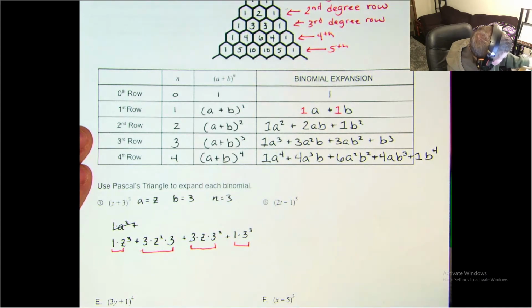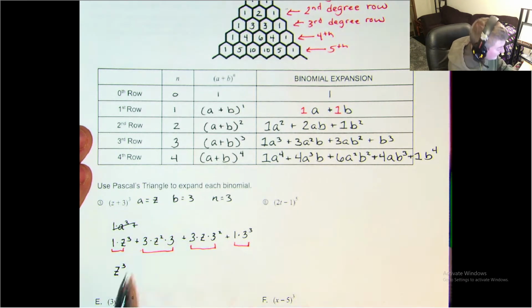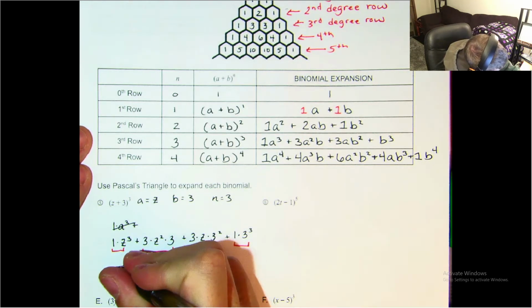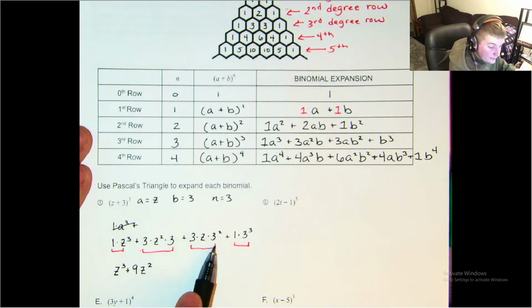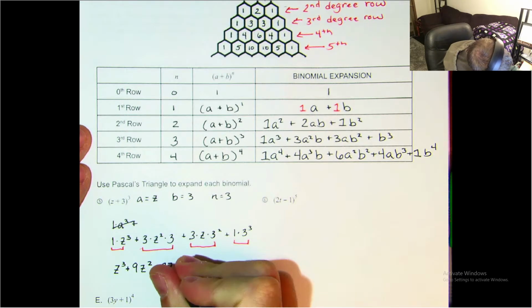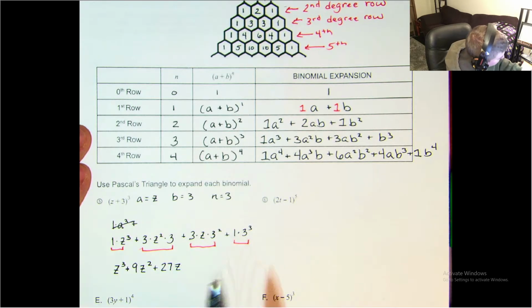Okay, and all we have to do is simplify. 1 times z cubed is just z cubed. 3 times 3 is 9, and then 9 times z squared is 9z squared. 3 squared is 9, times 3 again is 27z, and then 3 to the third power is 27 times 1 is 27.